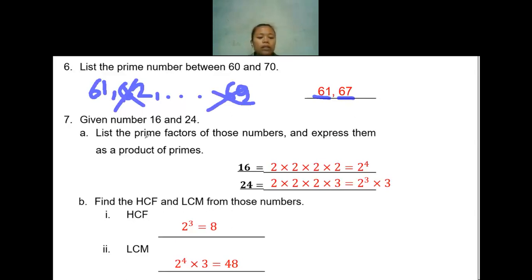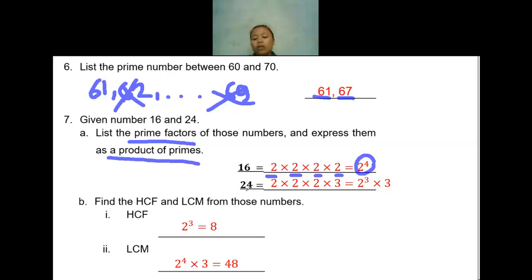For question 7, given the numbers 16 and 24, list the prime factors as a product of primes. Because we have to make a product of primes, if you get confused, you can make a factor tree. So from 16, you break down into 4 times 4. And then the 4 I can break down into 2 times 2. Another 4 I break down into 2 times 2. So at the end of all your branches, you will get 4 numbers of 2. 4 numbers of 2, we write it as 2 to the power of 4.